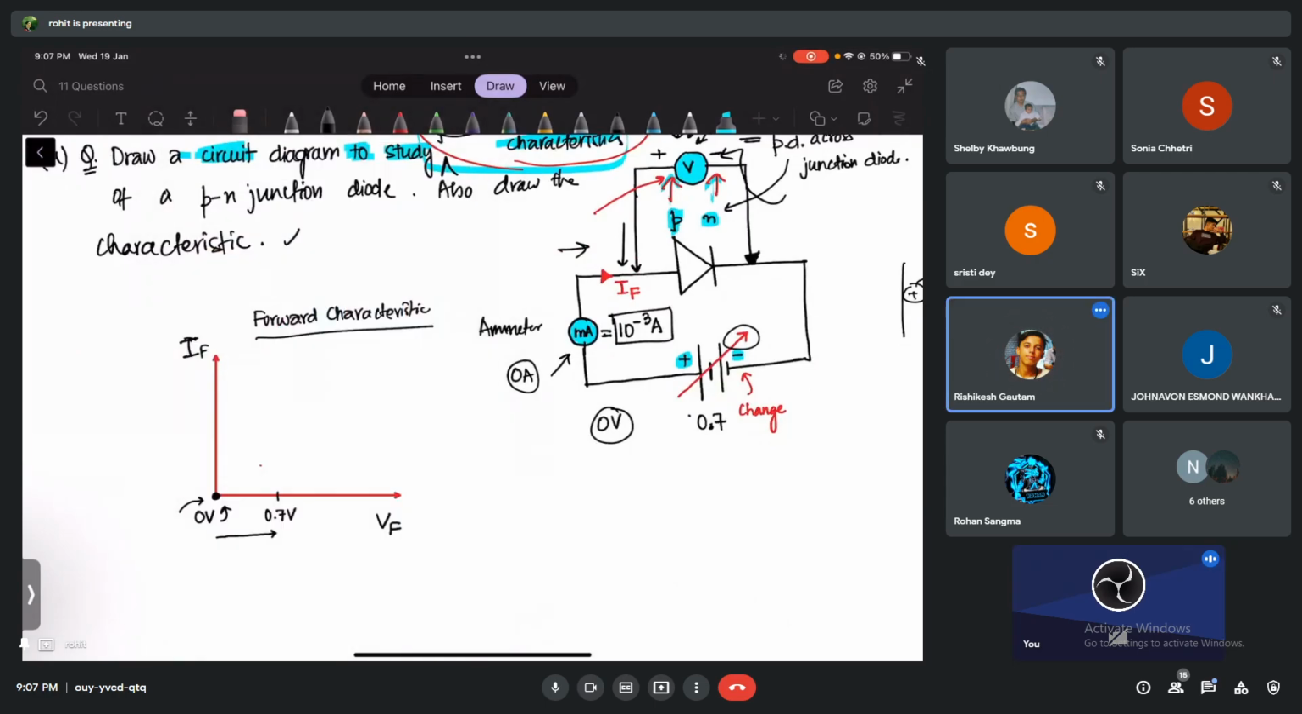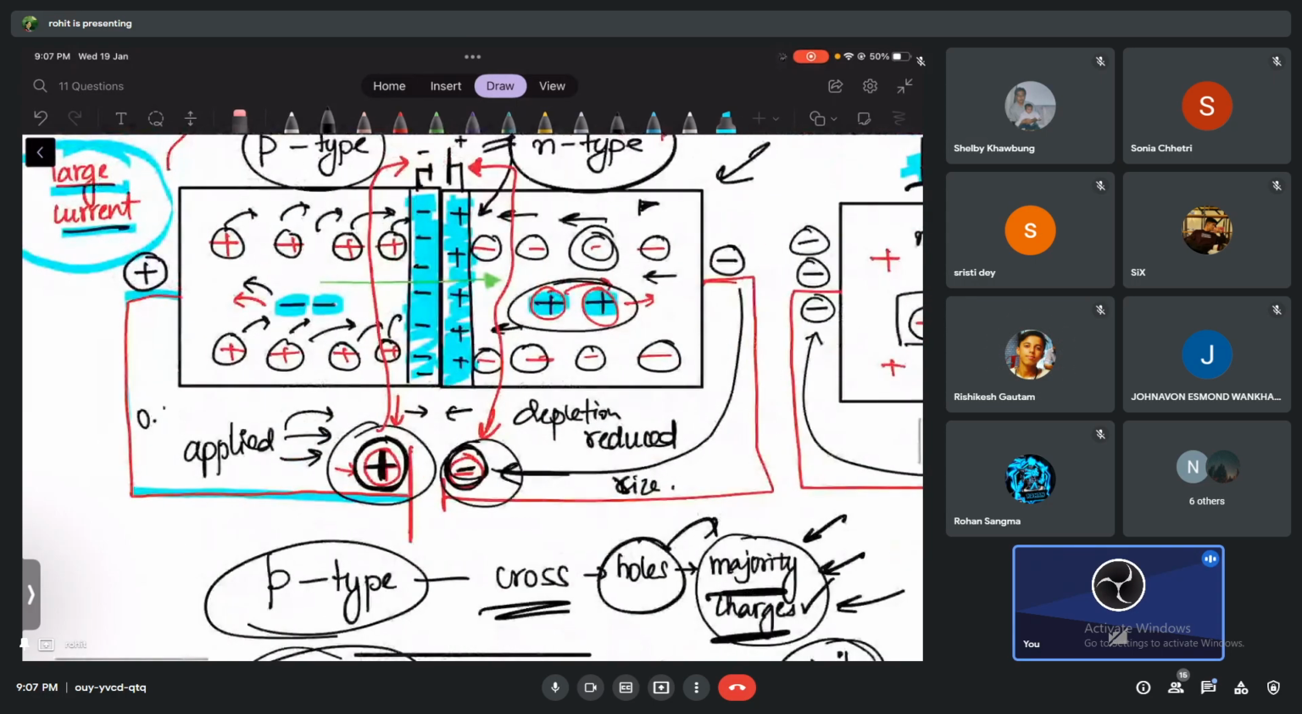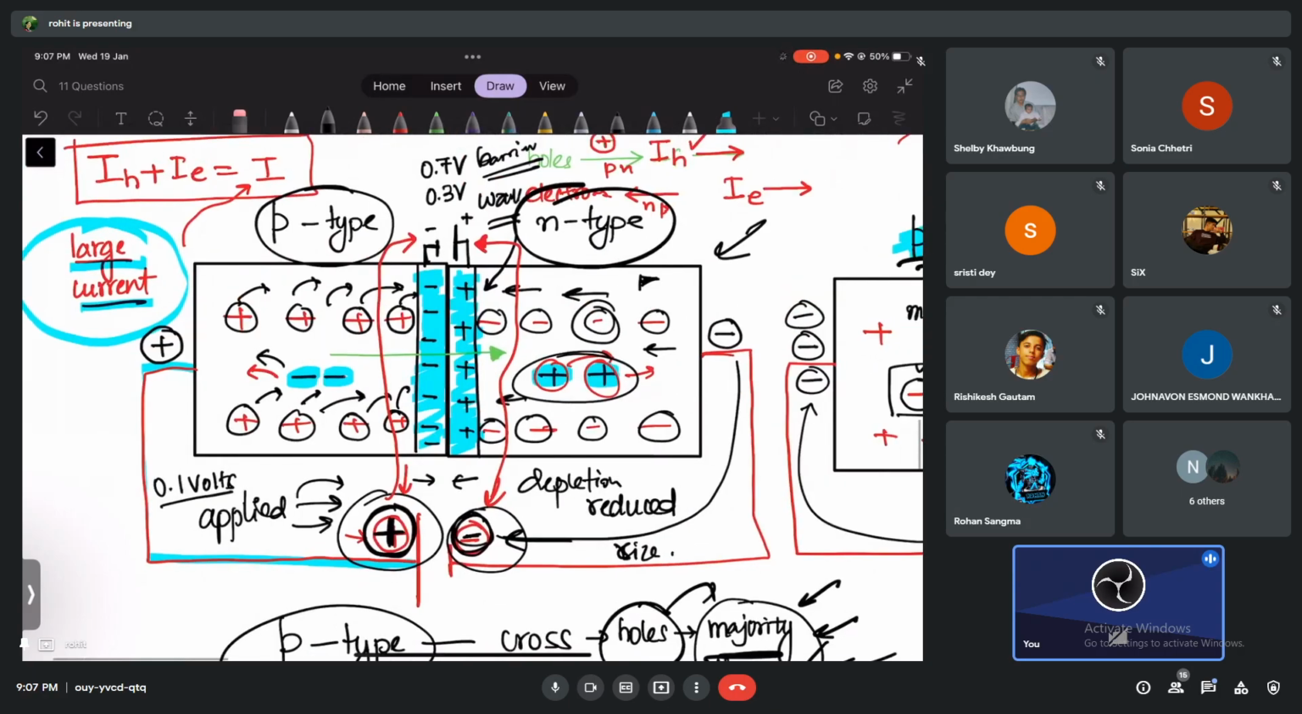I showed you earlier, right? Because if I apply here 0.1 volts, what do you think? Is it a very huge voltage or a very small voltage, guys? I told you, no? It's a very small voltage which cannot overcome this wall that we have. Remember, there's a wall here, no? Which is not allowing the charges to move.